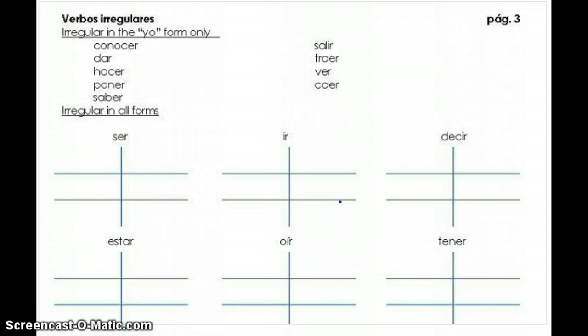First, we're going to talk about irregular verbs in the yo form. This is as easy as it sounds. Only the yo form is going to be weird. So, conocer. Anybody remember what conocer means? It means to know. It's to be familiar with people, usually, and sometimes places and things. But conocer in the yo form is conozco. And that's what I want you to write right out next to it.